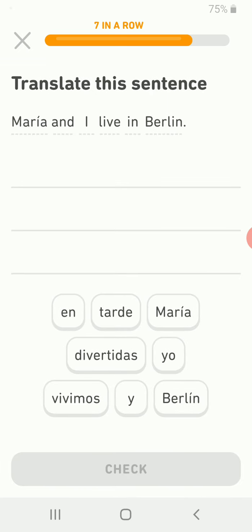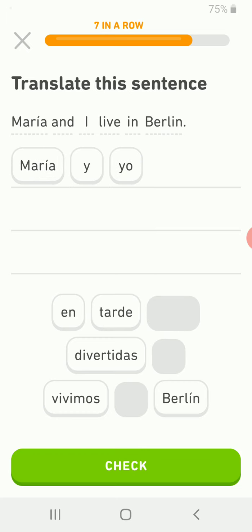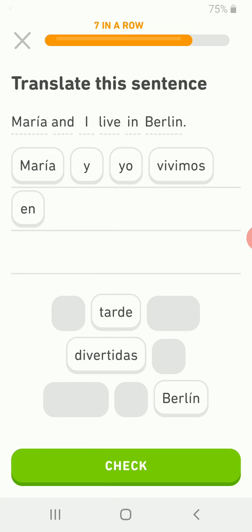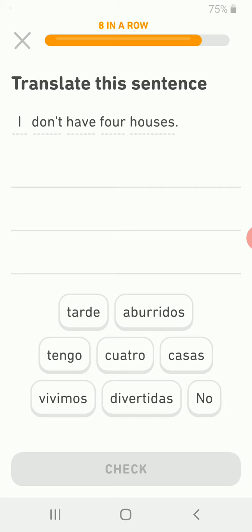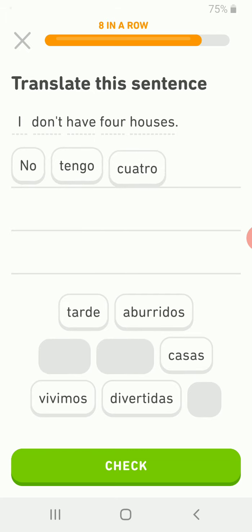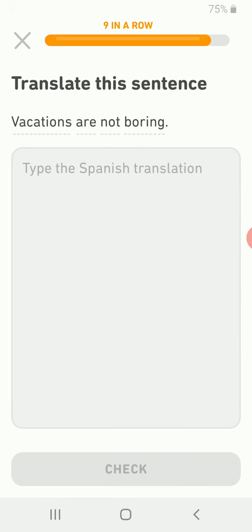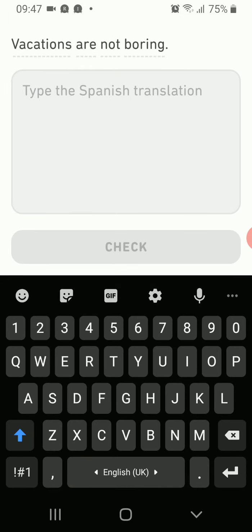And translate this sentence: Maria and I live in Berlin. María y yo vivimos en Berlín. Correct. And translate this sentence: I don't have 4 houses. No tengo 4 casas. And vacations are not boring.